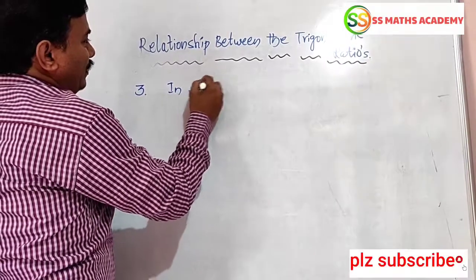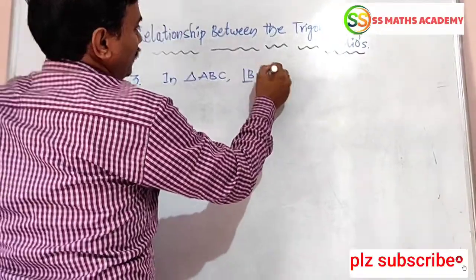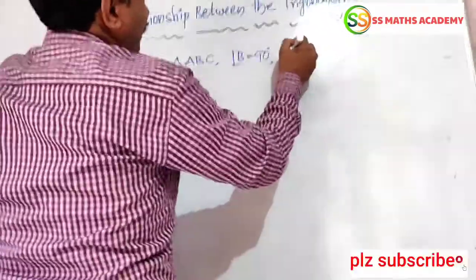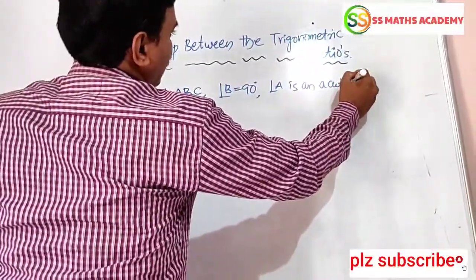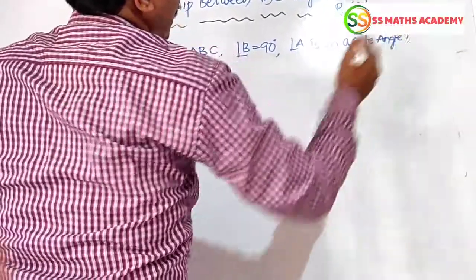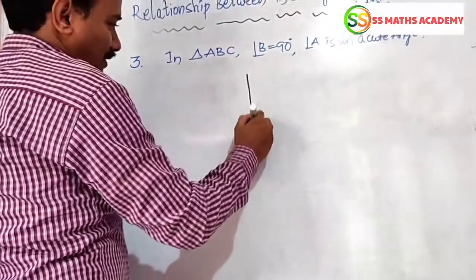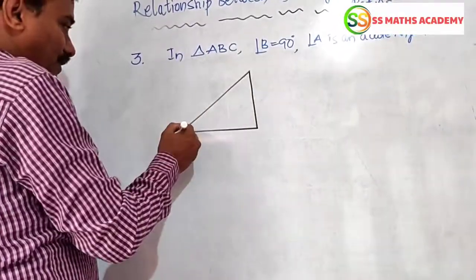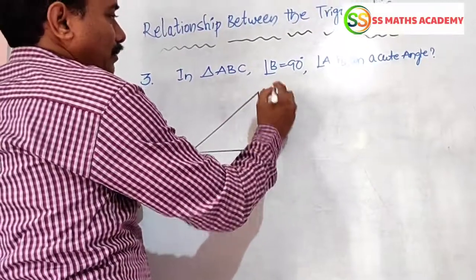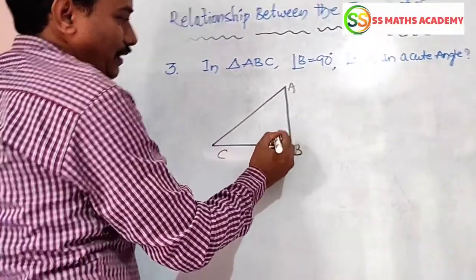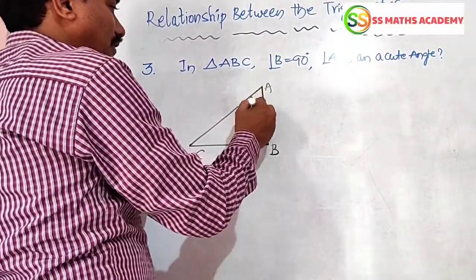In a right angle triangle ABC, angle B equals 90 degrees, and angle A is an acute angle. I am going to draw the diagram. See, viewers, ABC is a right angle triangle, right angle at B by the question, and A is an acute angle. This is theta.